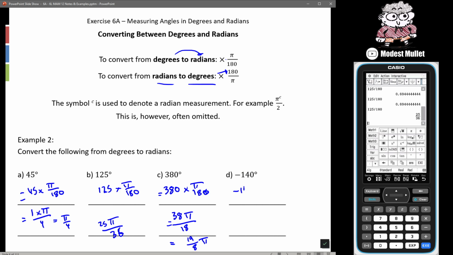Negative 140 times by pi on 180. Both of those can be divided by 10, so we get negative 14 pi on 18. Both can be divided by 2, so we get negative 7 pi on 9.